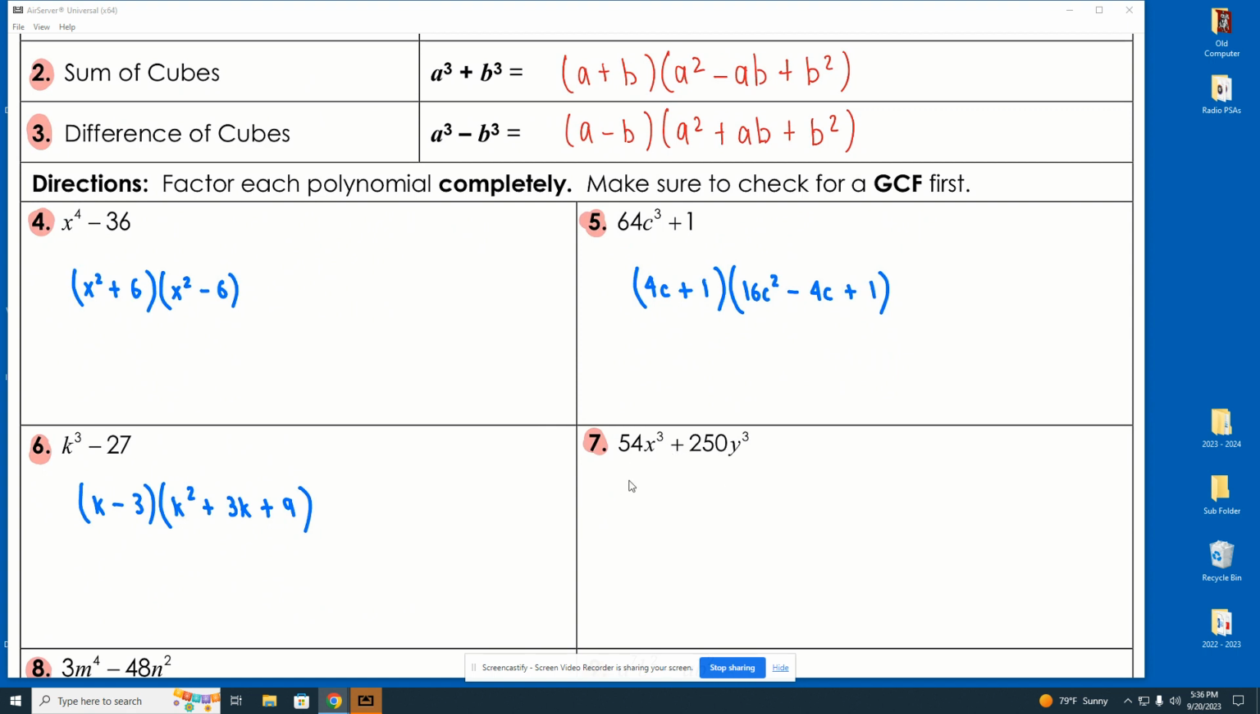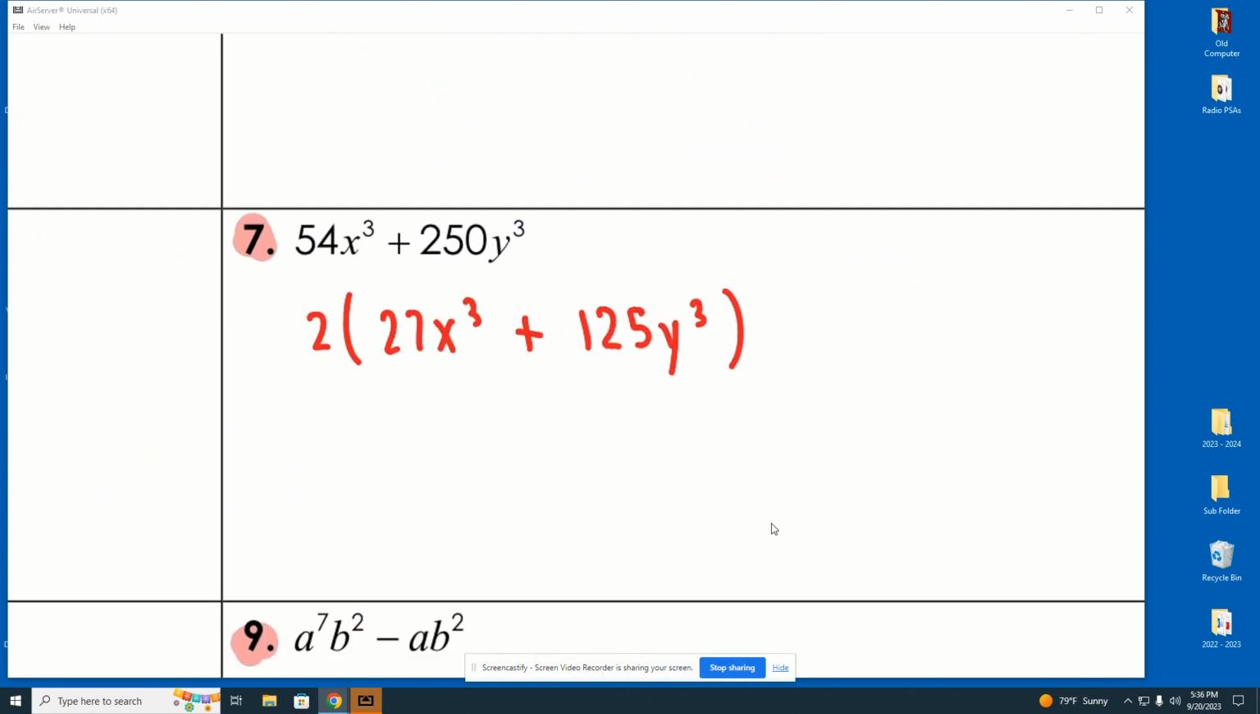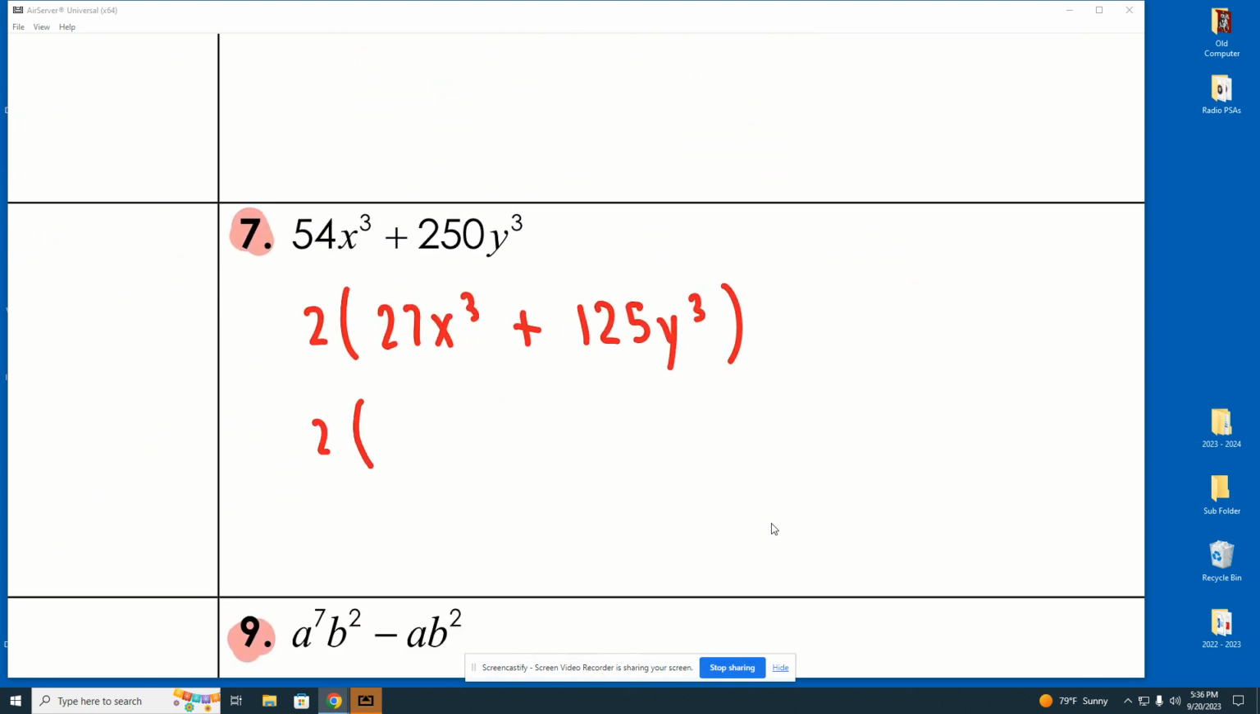Now, if you have that little list with you, you don't see 54 and 250 on it. And the reason is because this problem in particular had a greatest common factor, 2. And you need to take it out because then it becomes 27x cubed plus 125y cubed. And now we are dealing with perfect cubes. Okay, 27 and 125, you see those on your list. So sure enough, this one will factor into a binomial times a trinomial.